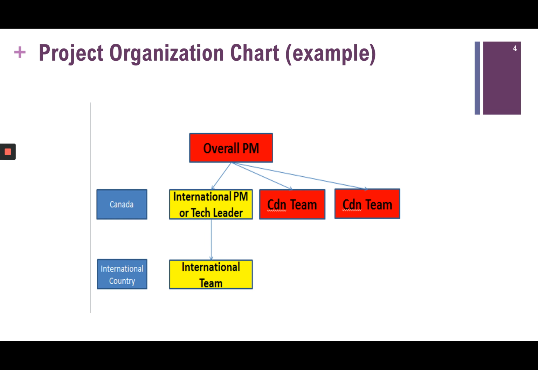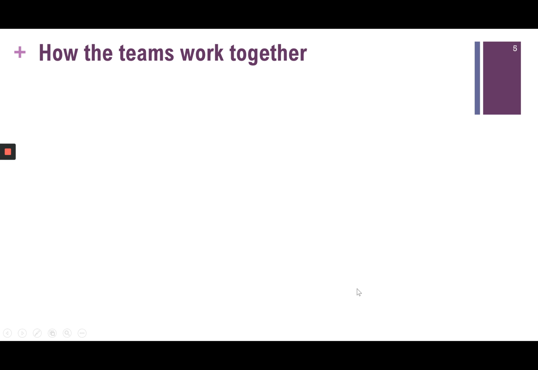Here's an example of an organization chart. In this case, we have the overall project manager, as was indicated, and there may be one or more Canadian teams, and then there's an international project management or team leader. And again, as was indicated on the previous slide, that individual could be located in Canada or in the international country, and the team would be located in the international country. So this is one example of a project organization chart.